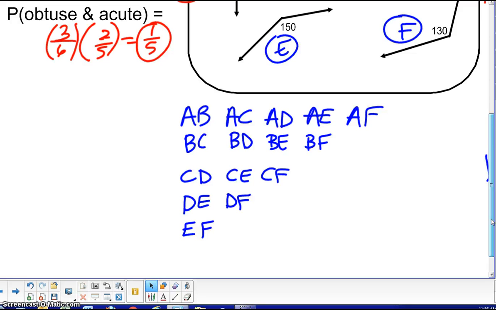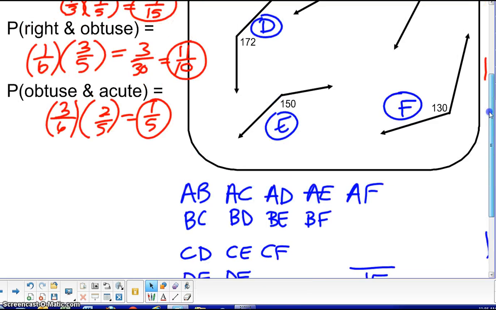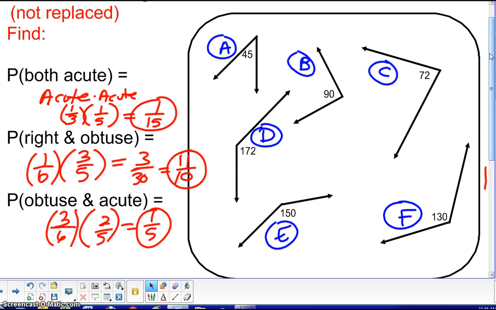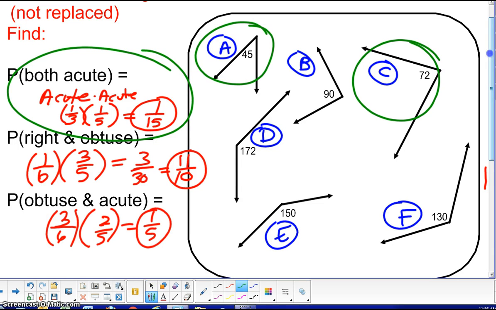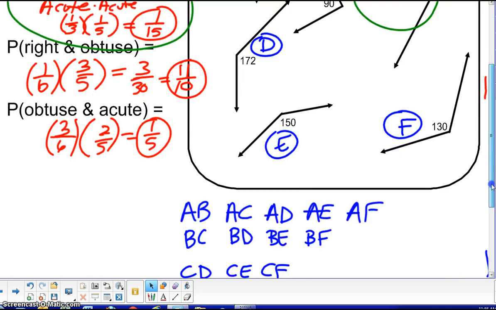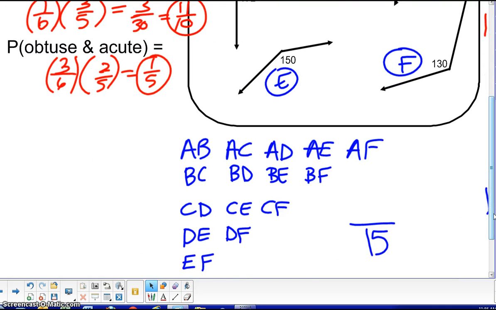So it gives us a total of 15 different possibilities. Okay, so then if you look at all the examples that have an acute angle, and I'm referring to this one, by the way, this one is acute here, and this one's acute. So the only possibility in my list would be A and C.